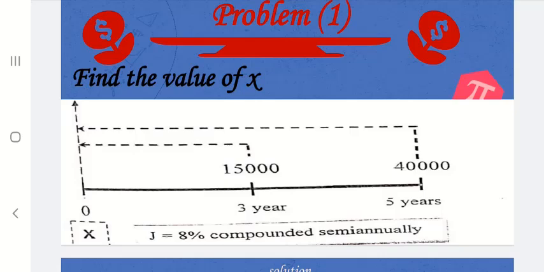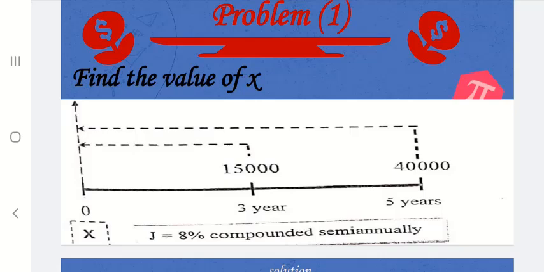The second: if the focal date lies after the maturity dates of old and new obligations, then the amount of old obligations equals the amount of new obligations. And the third: if the focal date lies in between the maturity dates of old and new obligations, then the amount of the old obligations plus the present value of the others equals the amount of the new obligations plus the present value of the others.